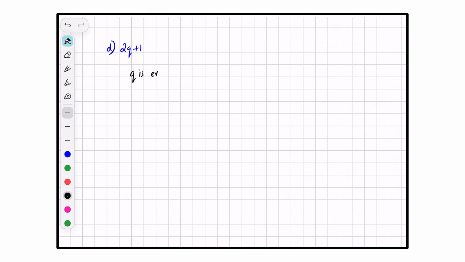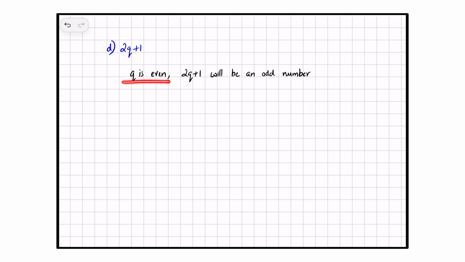Because why? First case, let's say q is even. We have seen that 2q plus 1 will always be an odd number. We have just seen this behavior in the previous question. Now the second case, q is odd, then again 2q plus 1 will still result in an odd number. So option 4 is the correct answer.